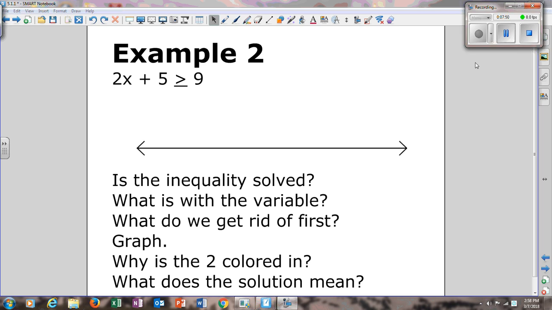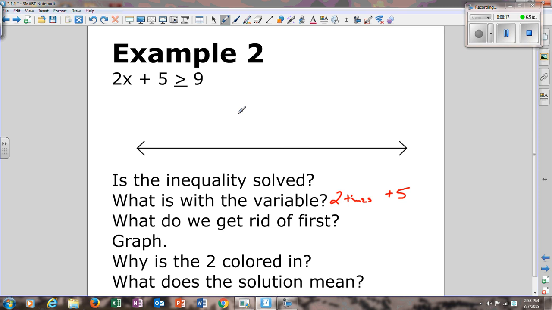So first, is the inequality solved? No, it's not solved because x is not by itself. So what is with the variable? Well, we have a 2 times the variable and a plus 5.